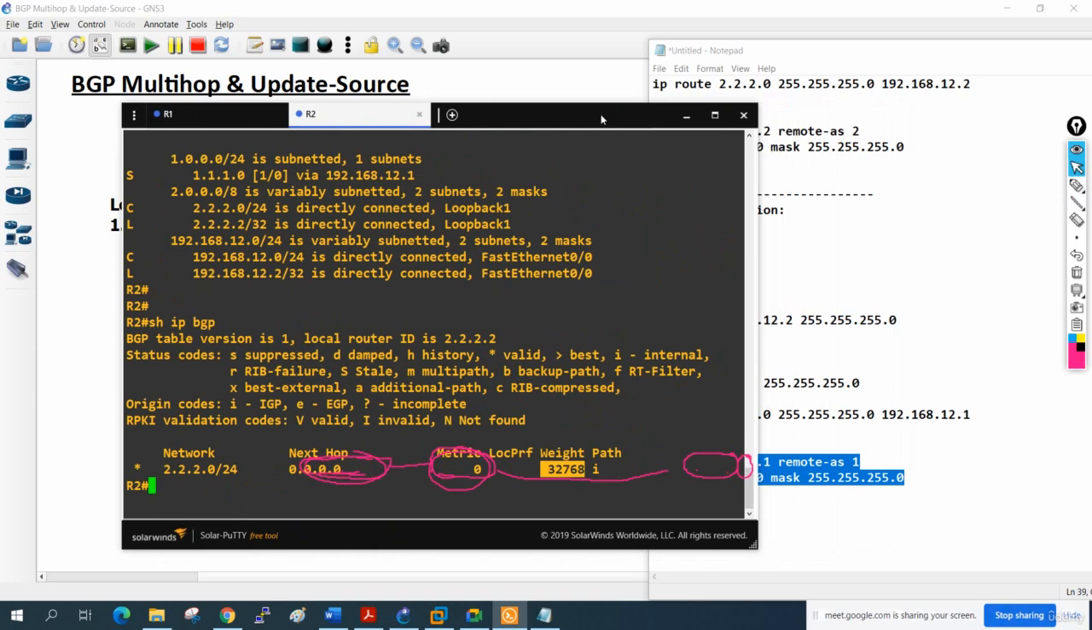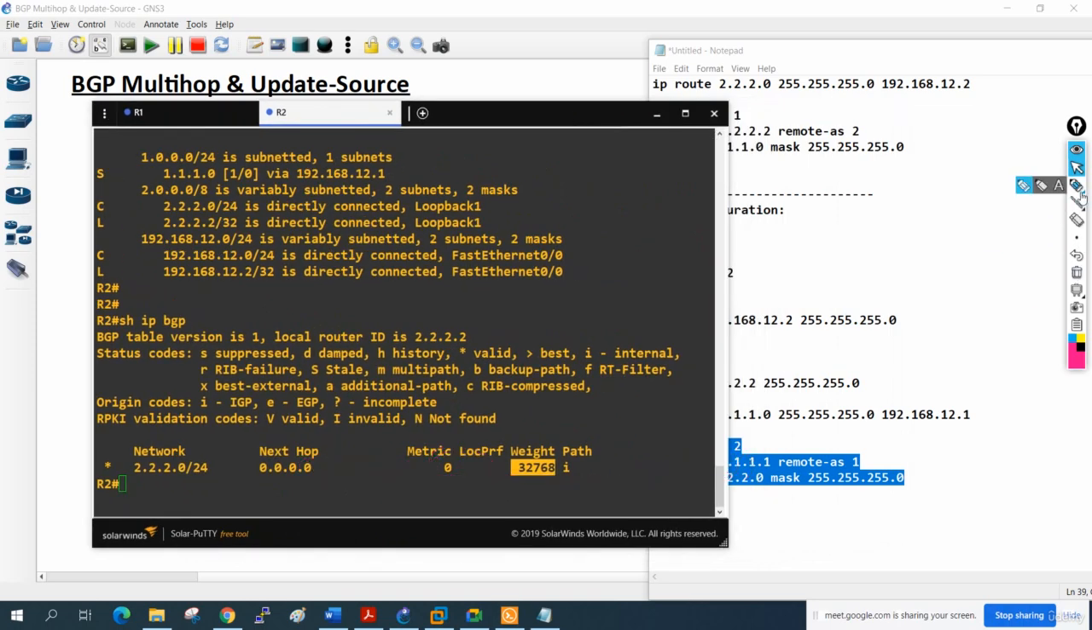I wrote show ip bgp. What I get here is only a star. When we see only a star, it is valid. If we get a greater than sign, then it will be the best. But now we don't have any greater than, so it is saying it is valid. And if you see here 2.2.2.0, this is the network I am learning. From where? If I see here, I am learning from 0.0.0.0, meaning our same router.